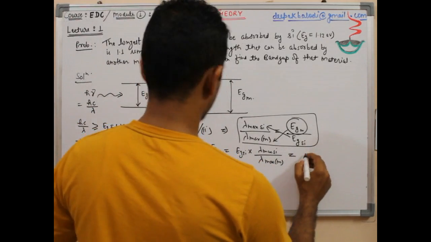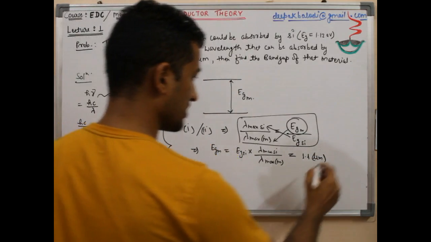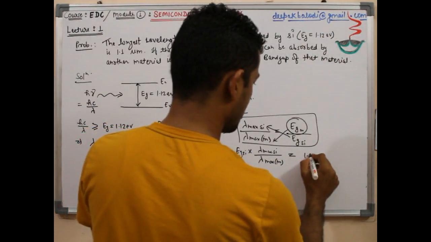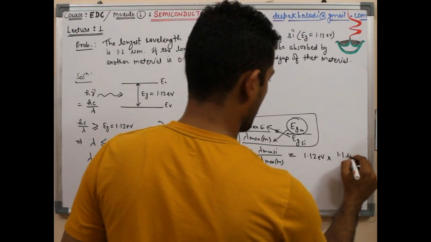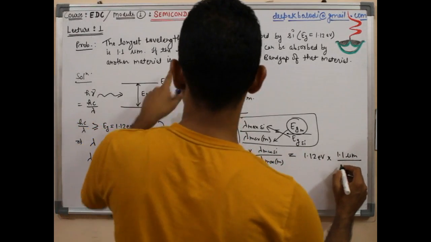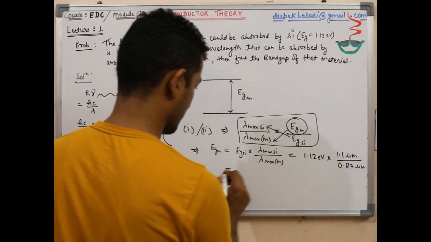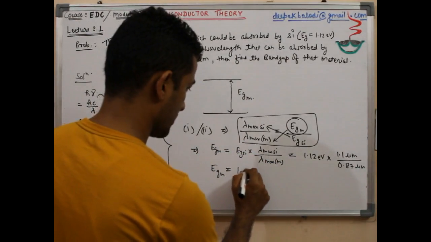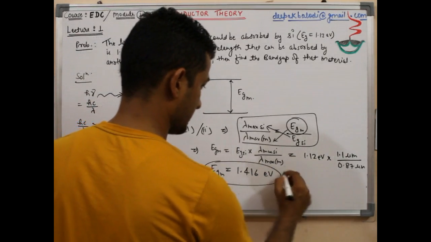So EgSi is 1.1 electron volts, sorry, the unit is electron volts, into 1.1 micron for lambda max for Si, divided by lambda max for that material, which is 0.87 micron. So this will directly come in electron volts. So EgM, if you calculate, comes around 1.416 electron volts. So this is the answer.